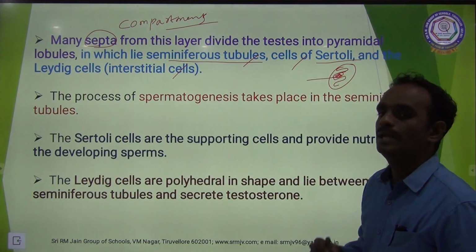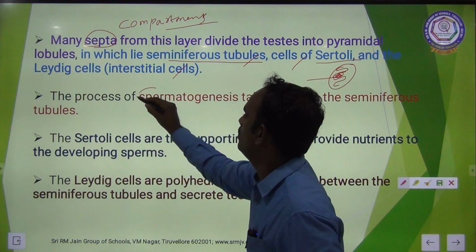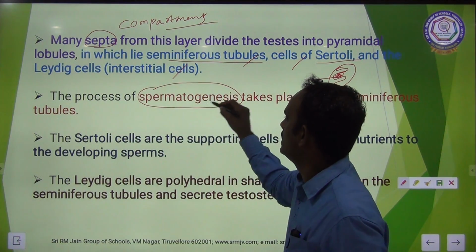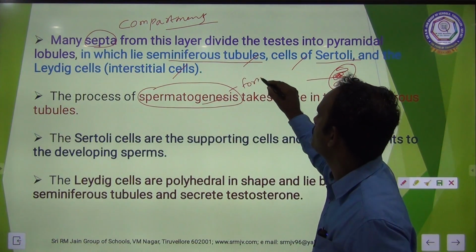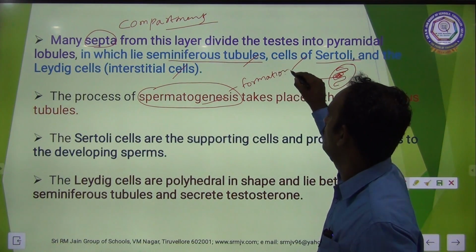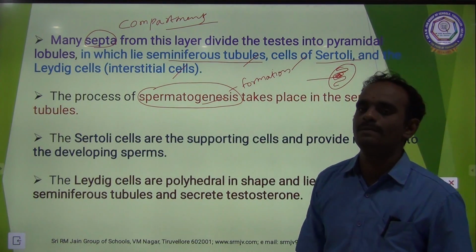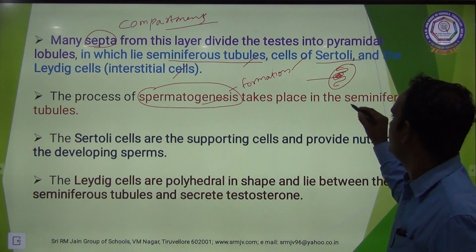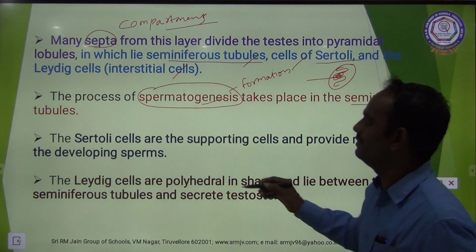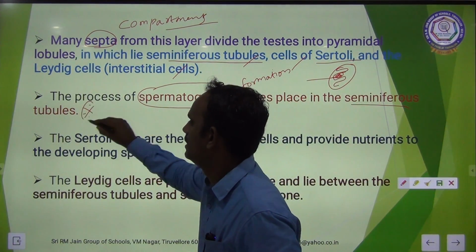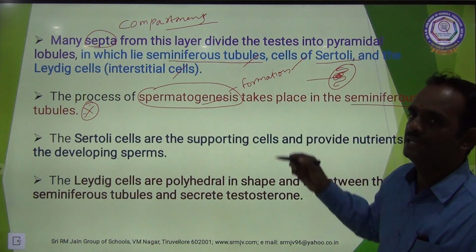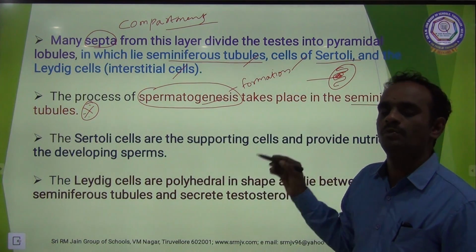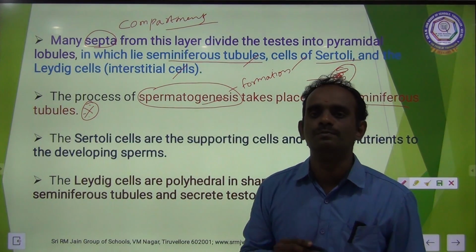Clear? Then the process of spermatogenesis. The word genesis means formation. The formation of sperm. The process of spermatogenesis takes place in the seminiferous tubules. Very, very important, one more question. The place where spermatogenesis takes place means it takes place only in the seminiferous tubules.